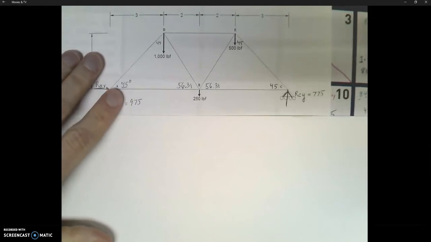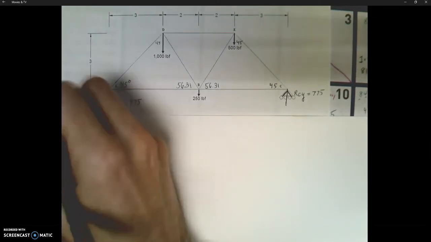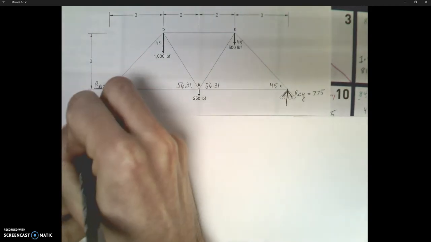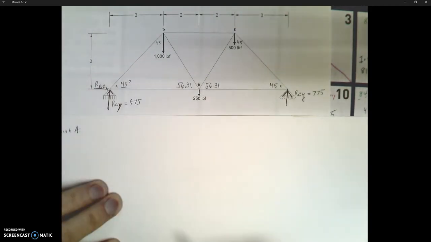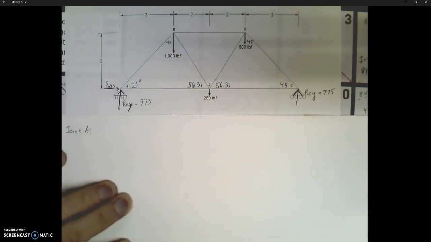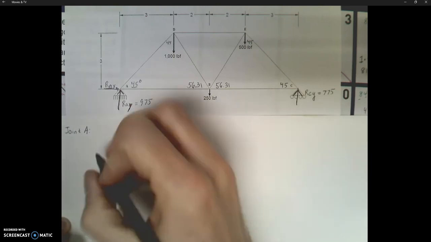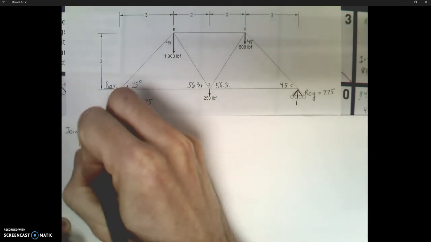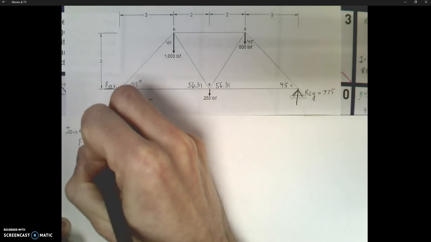Alright, so welcome back. Now, after we did the moments in that last video and calculated the 775 reaction force at pin C in the Y direction, and the 975 reaction force at A in the Y direction, we're going to find all of the other forces acting upon pin A. So we're going to create a free body diagram at joint A.